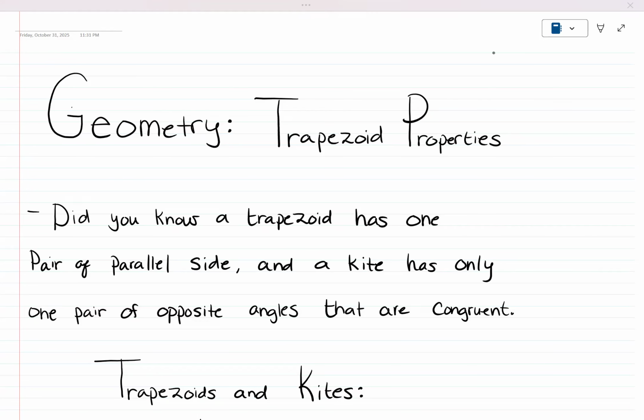Hello, in this video we will go over properties of trapezoids and kites. Did you know that a trapezoid has one pair of parallel sides and a kite has only one pair of opposite angles that are congruent? So we're going to compare and contrast trapezoids and kites.